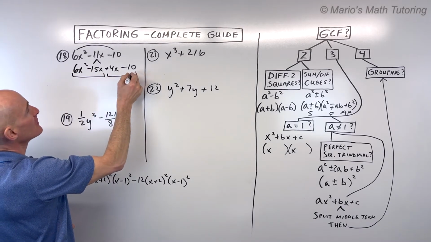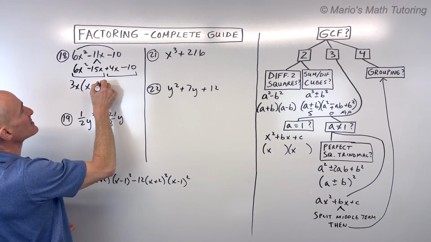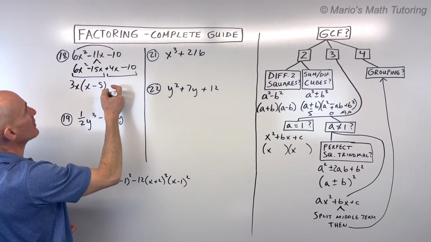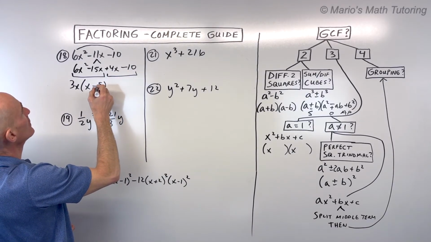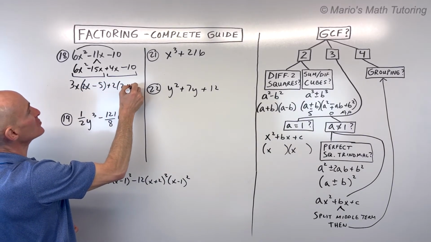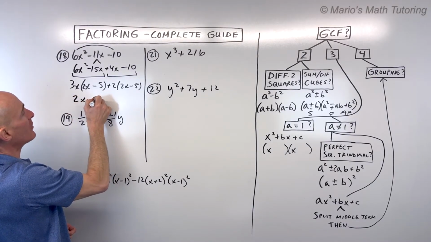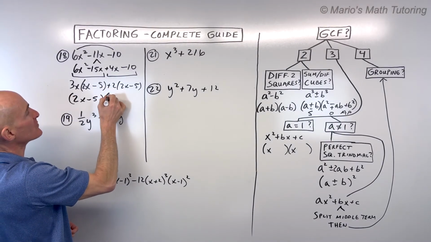Factor by grouping. I can factor out a 3x. That's going to leave us with x minus 5. Here I can factor out a 2. Oh, this is a 2x here. Factor out a 2. That's going to leave us with 2x minus 5. We've got a 2x minus 5 in common that we can factor out, and we're left with 3x plus 2.